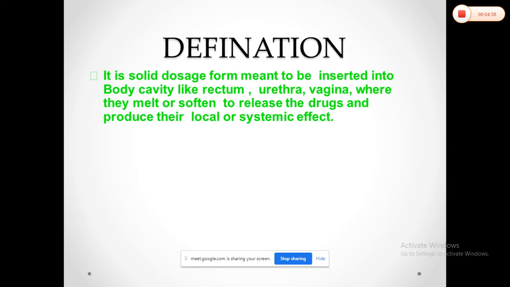There are numerous body cavities: the ear has a cavity, the nose has a cavity, the urethral cavity is there, the vaginal cavity is there. So medicaments are inserted into a body cavity like the rectum, urethra or vagina, where they melt or soften to release the drug and produce their local or systemic effect. As I said, suppository is derived from the Latin word suppositus, meaning to place under.